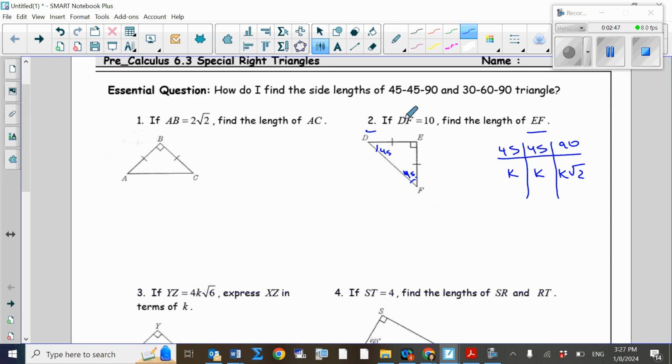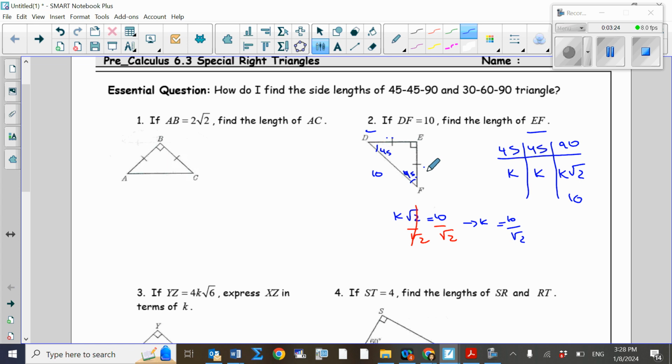What do we have? We have the f, that's this side, which is opposite 90. So I'm going to write that under this column, and we're going to use this to find the other sides. So what I have is k root 2 is equal to 10. Now I'm going to solve for k. So divide both sides by root 2, and k is equal to 10 over root 2. That's the measure of both of these two sides.